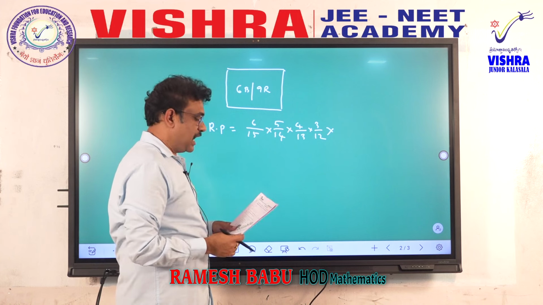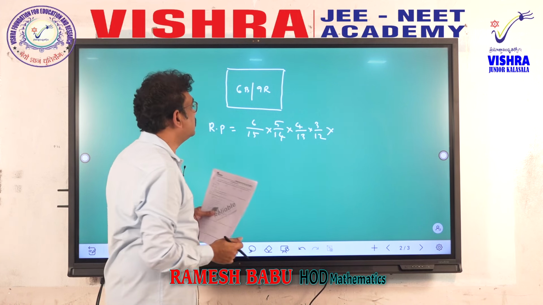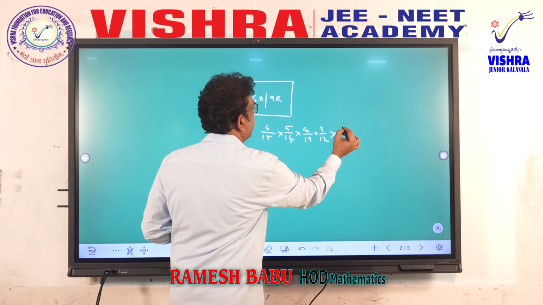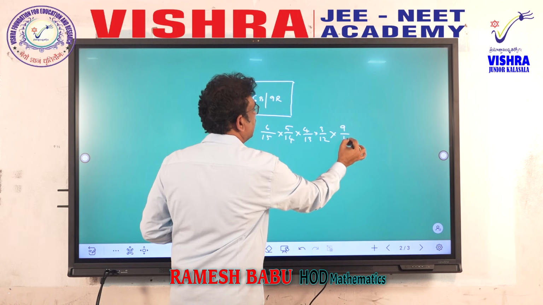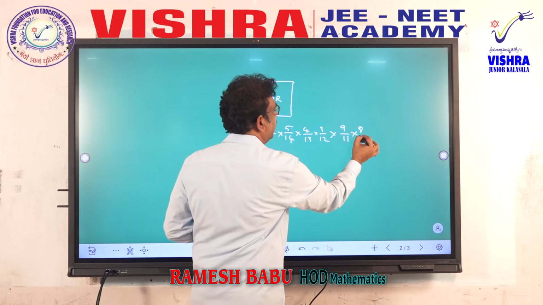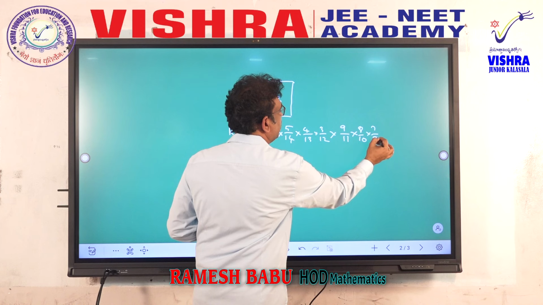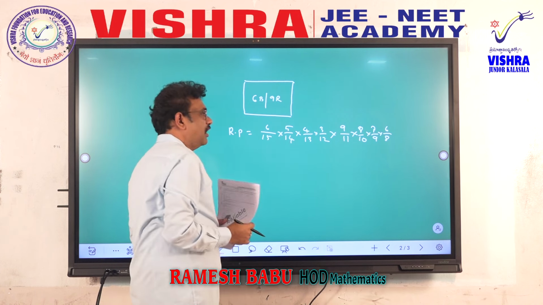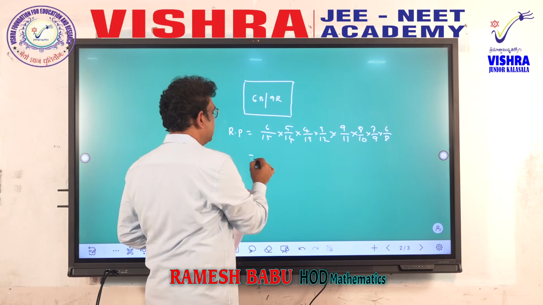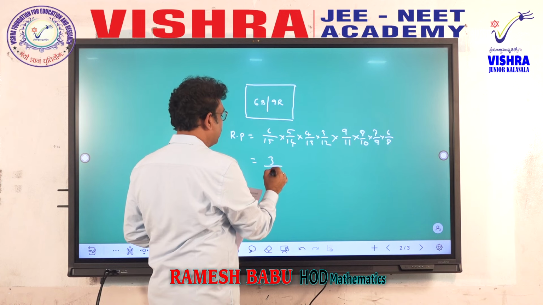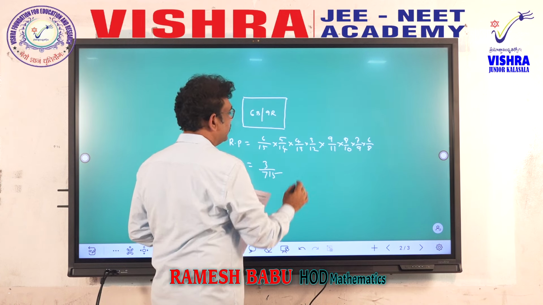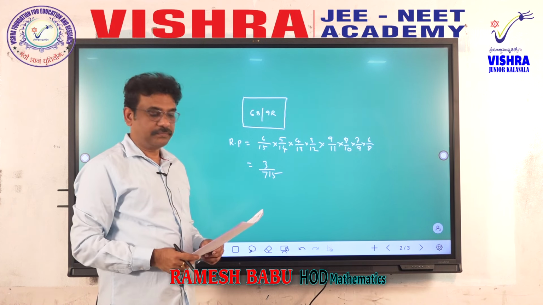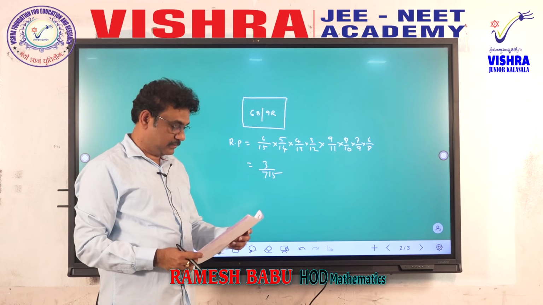Now this is first 4 balls, and second 4 balls are red in color. How many red balls here? 9 red balls. So that is 9 by 11 into 8 by 10 into 7 by 9 into 6 by 8. So, after simplification, we get 3 by 715. So, this is option number 3. Okay?